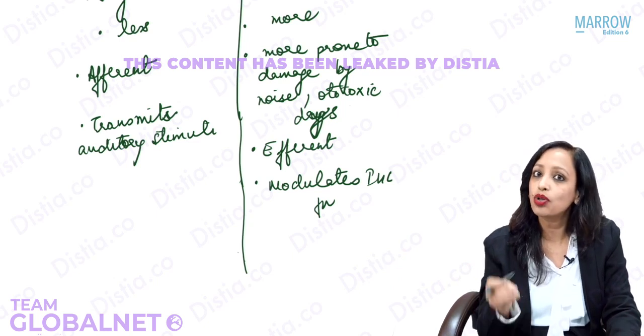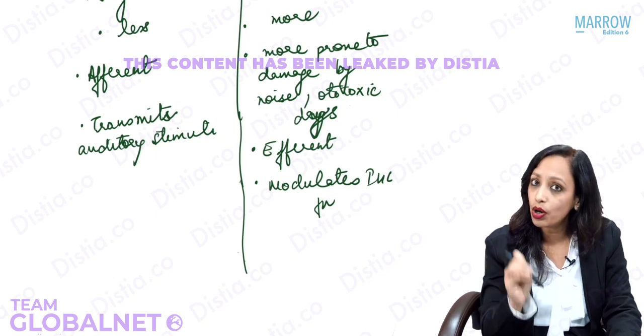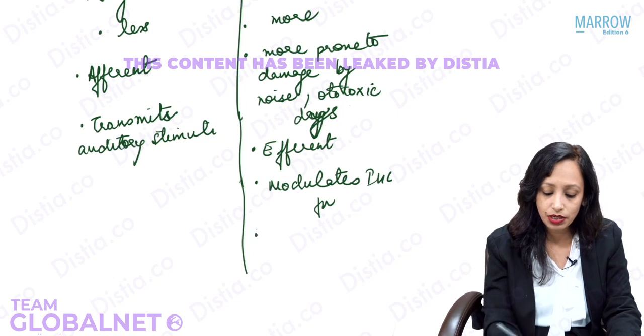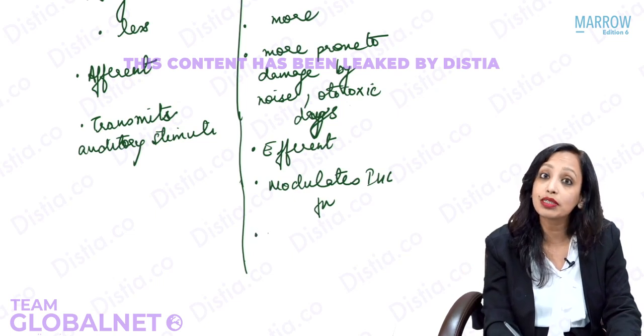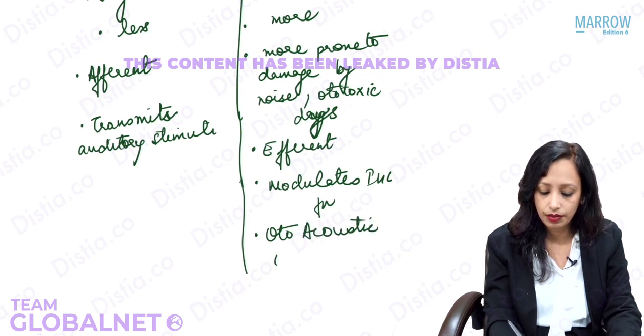So this is known as otoacoustic emission. Oto, you can remember with O, so this is from the outer hair cells. So this is responsible for production of a sound which is known as otoacoustic emission.